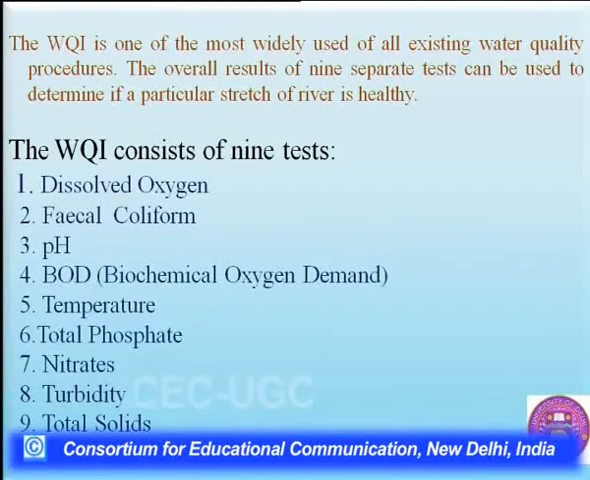In the water quality index, we have almost 9 tests, starting from dissolved oxygen, which is a very limiting factor for water study, and fecal coliform, another limiting factor. Then, for drinking water, pH, then BOD, biochemical oxygen demand, then temperature, total phosphate, nitrate, and turbidity, that is the transparency or opaqueness that defines the quality of the water. Then total solids, whatever solutes or solid materials come into the water and make it unpalatable. Ultimately these 9 separate test values are used in the formula, and we interpret the quality of the river stage in terms of the water quality index.